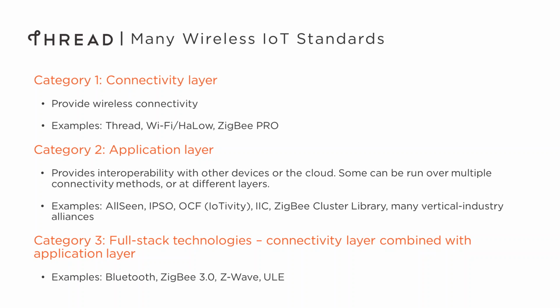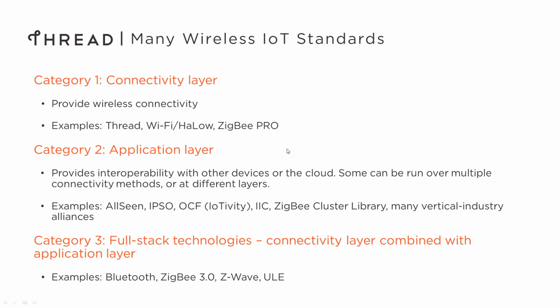The first thing is the connectivity layer. So that is the foundation that provides the interface on how devices connect wirelessly to each other, how they connect and how the network is managed, and that's the connectivity layer. And examples of this is Thread is a perfect example, but other examples are Wi-Fi, Zigbee Pro, and there are a multitude of others.